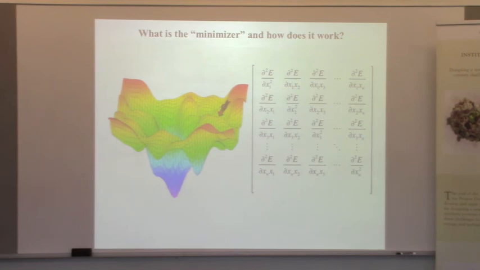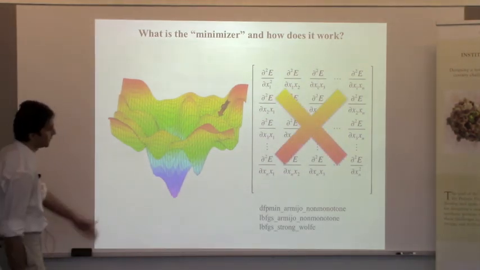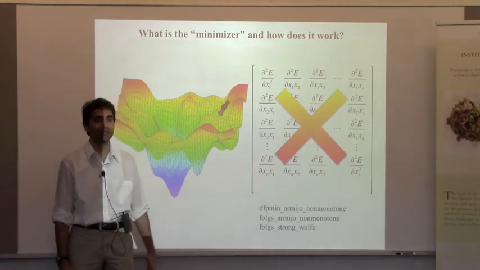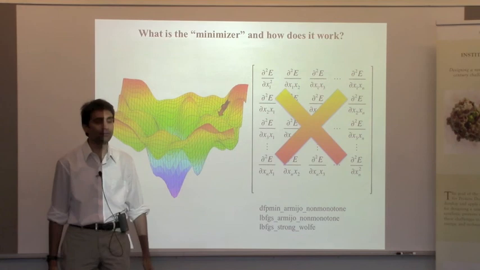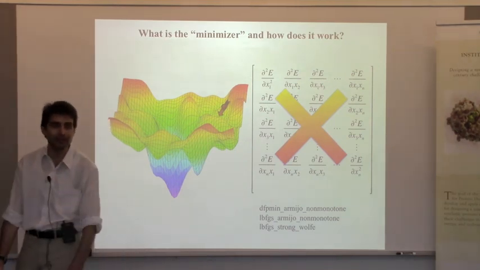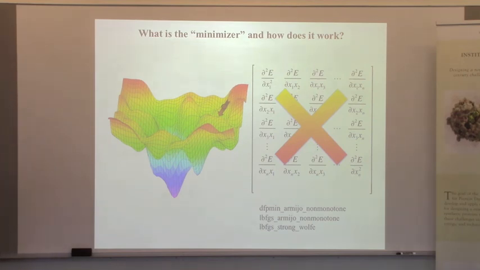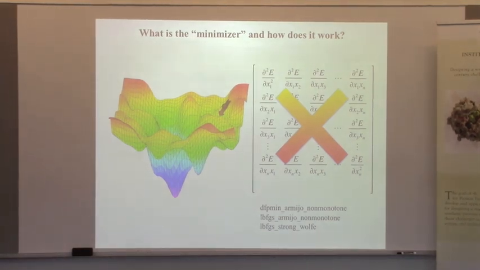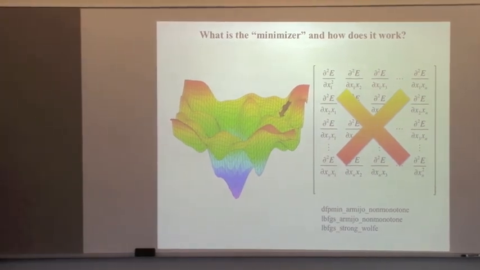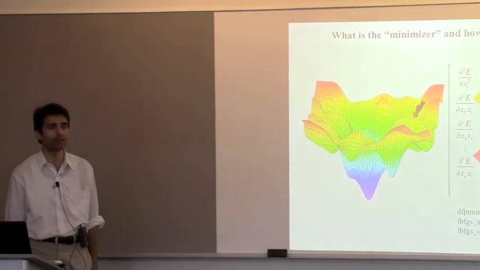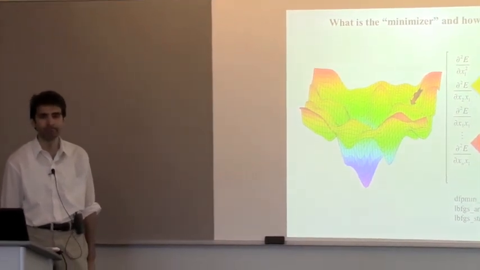The minimizer has options for how this approximation is made. The default is DFP-min, Armijo, non-monotone. There are all these alternative ones. I'm not going to get into the details of these, but basically these are approximations for the second derivative matrix. And you can play with these if one of them is not giving you the behavior that you want. The LBFGS one was added more recently. I think it is a little bit faster than the default, the DFP-min one.